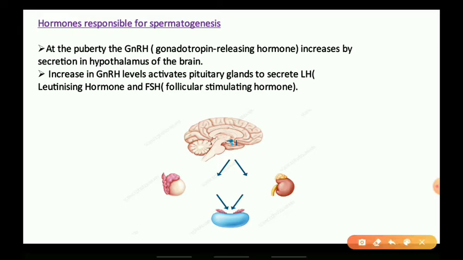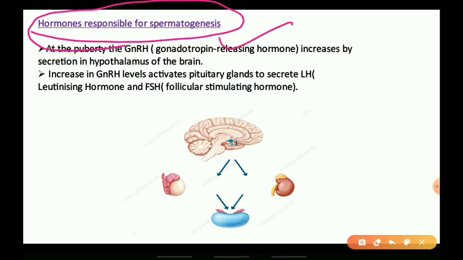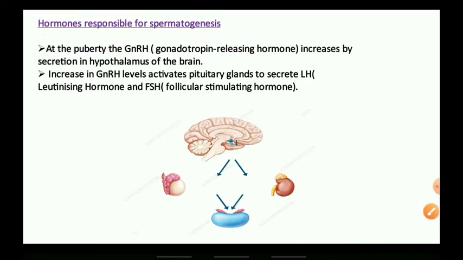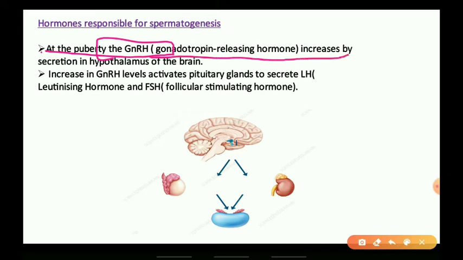Now let us talk about the hormones which are responsible for spermatogenesis. Which hormones are playing an important role? Let us see. There is one hormone called GnRH. What is GnRH? Gonadotropin releasing hormone, which is secreted by the hypothalamus of the brain.